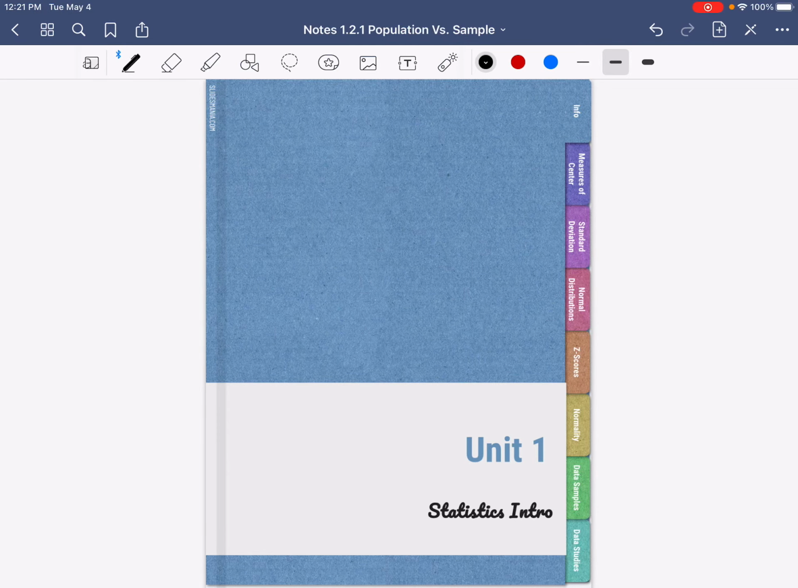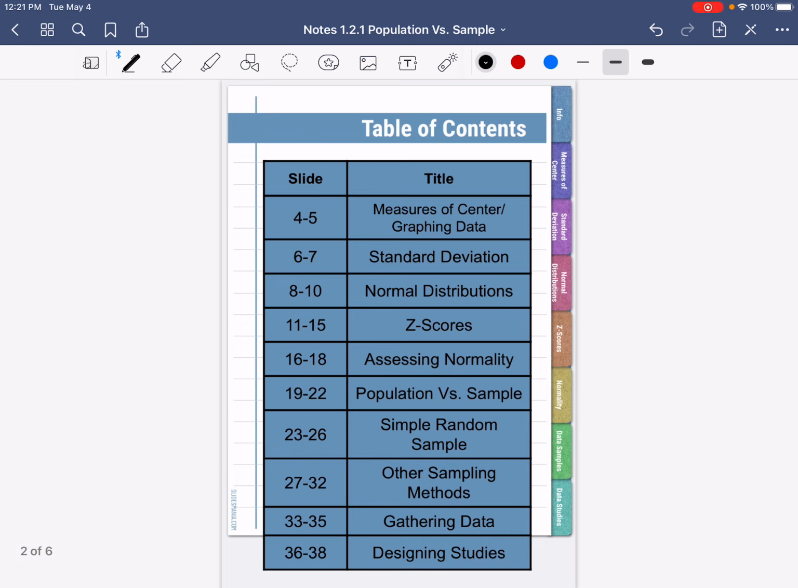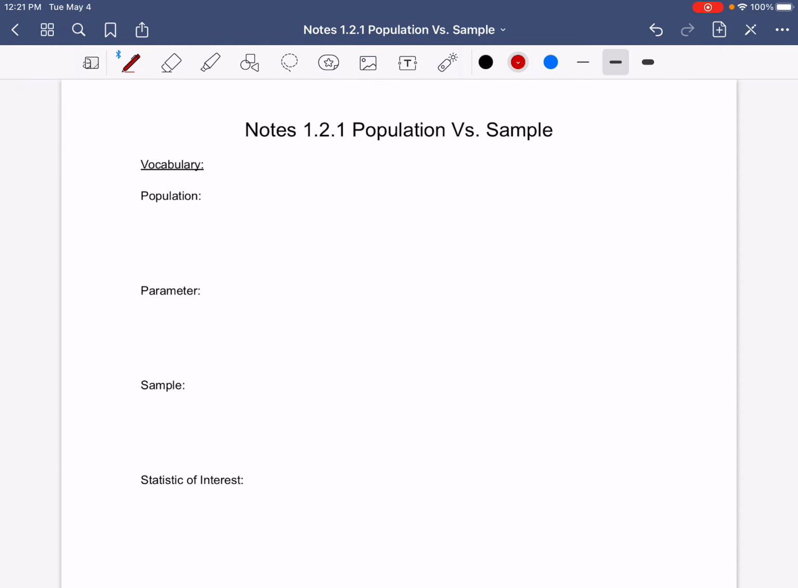Hey guys, these are our notes about population versus sample for Unit 1. Once you're done, you're going to put them into your digital notebook on slides 19 through 22. At the top of your paper, put your title, Notes 1.2.1, Population versus Sample. This is our first notes from Lesson 2 of Unit 1.